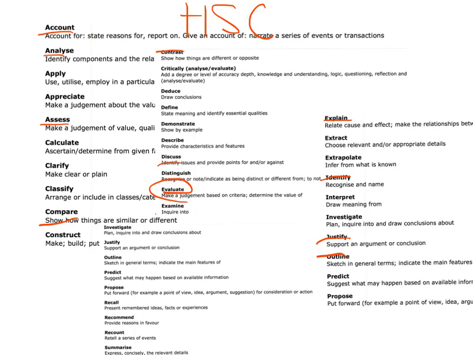For example, evaluate means make a judgment based on criteria and determine the value of something. So if you don't do that in an essay, the person marking it will say, well, they haven't actually done what we asked them to do. They've talked all about it, but they haven't actually made that final judgment based on criteria, so therefore, straight away they're going down from a 22 out of 25 to a 17 out of 25. So these are very important terms, and we'll keep going back to them so that you know exactly what they mean, and you can use them when answering essays.